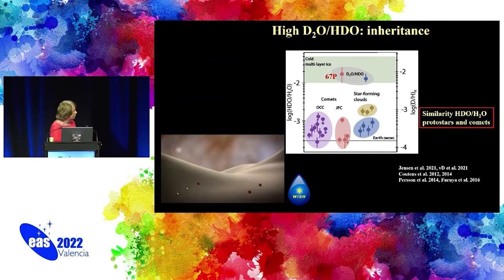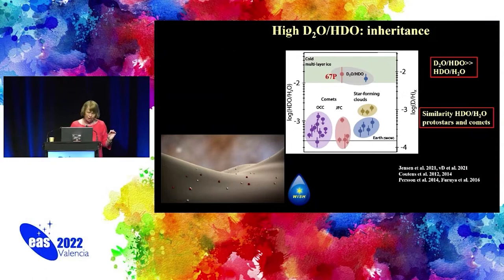But even stronger arguments come from doubly deuterated water, truly heavy water, D2O. Because that is relatively even more enhanced, and that is really a signature of very low temperature chemistry that happens in that very early stage. And that is one of the clues that we now have, and also its similarity again with the Rosetta mission comet 67P, that similarity points to the inheritance.